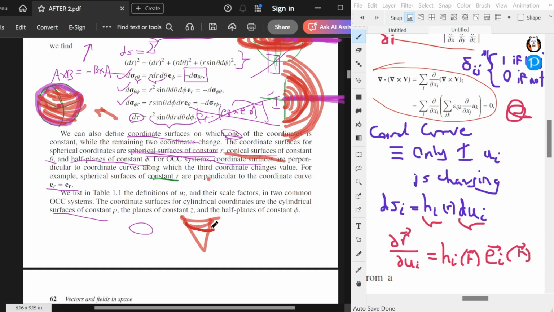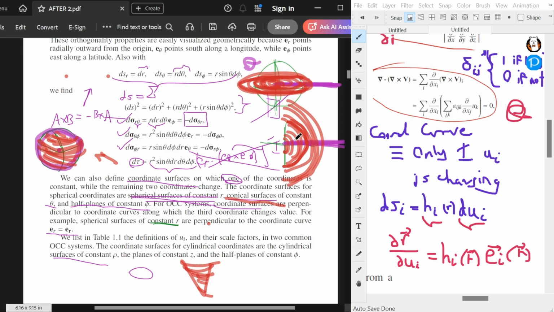When I think cone, I think of this. Yeah, maybe I made a mistake. And half planes of constant phi. So we got the half plane, yeah. We got the spherical shell, but we didn't get the cone, unless this is the cone.